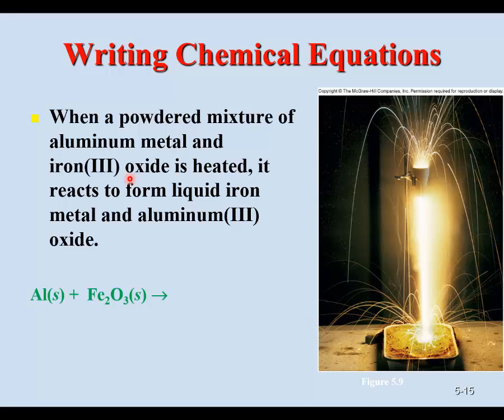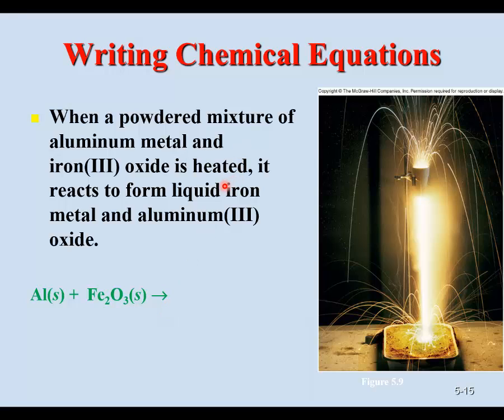So I show aluminum, a phase label in the solid state, plus iron 3 oxide. I have to be able to write the correct formula for iron 3 oxide. It's also in the solid state. Ionic compounds tend to have high boiling points and melting points. I show my reaction arrow to the right, and I indicate my products.